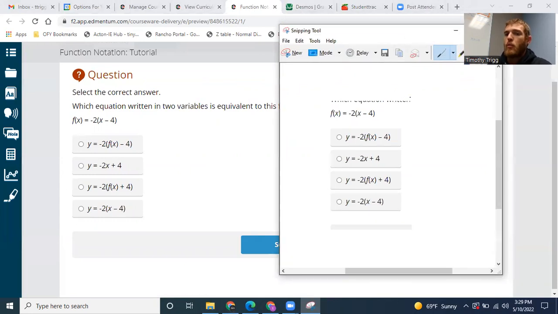Okay. Now, when you see f of x, it's a little confusing when you first see it, because remember I've been saying that when you see something right up against parentheses, that means it's multiplied, right?